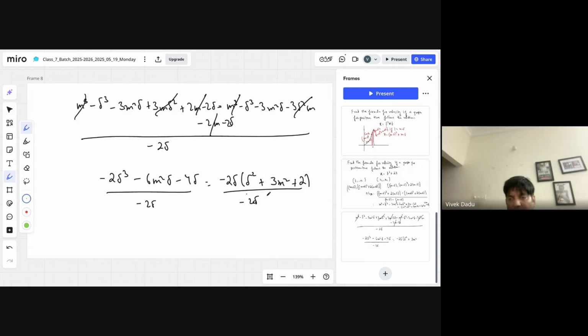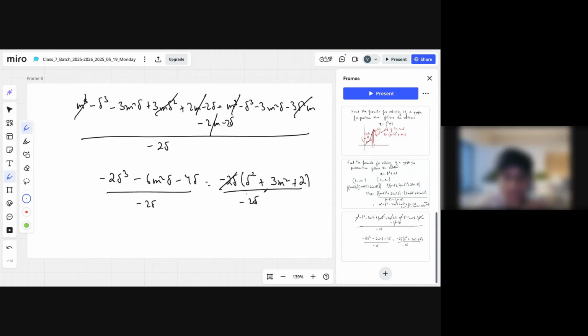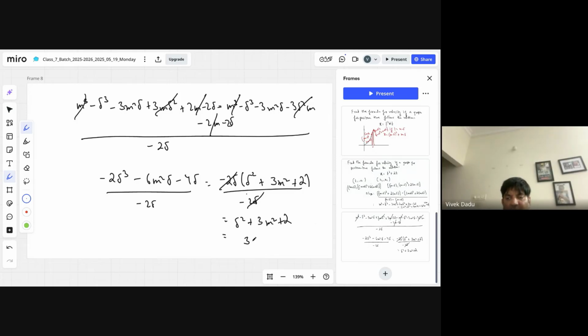Now the minus 2 delta cancels. So it's supposed to be 3m squared plus 2. Now what happens, Arjav? Now why do we get rid of delta squared? Because delta is very small, so delta squared is even smaller. So ignore. Okay. This is the answer. So the velocity formula is 3t squared plus 2.